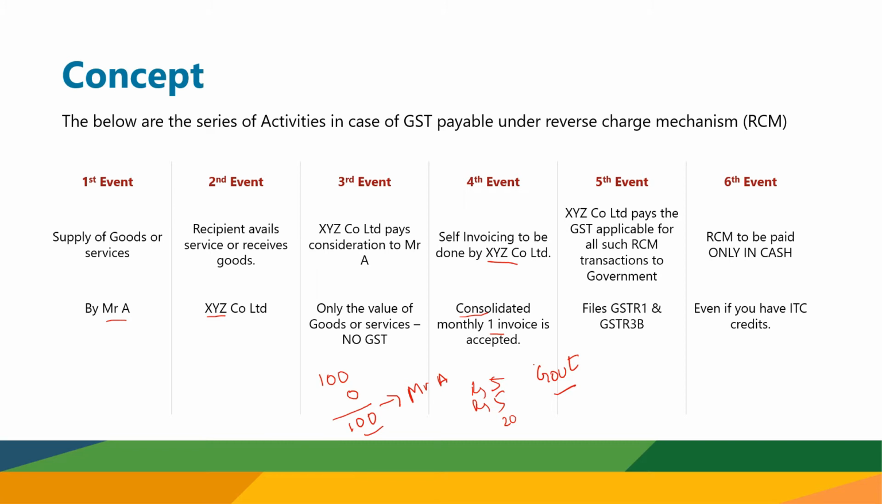So the fifth event being paying of GST and such transactions. So the filing of returns, everything, he will include this reverse charge taxes and he will pay back to the government. So here one point to be noted is RCM can be paid only in cash. Even if you have ITC credits, sufficient ITC credits, even crores of ITC credits you have in your credit ledger, but still you have to pay only in cash.